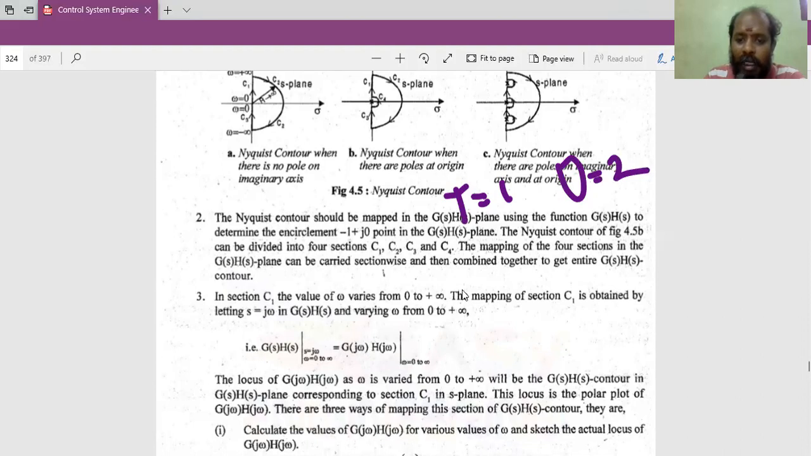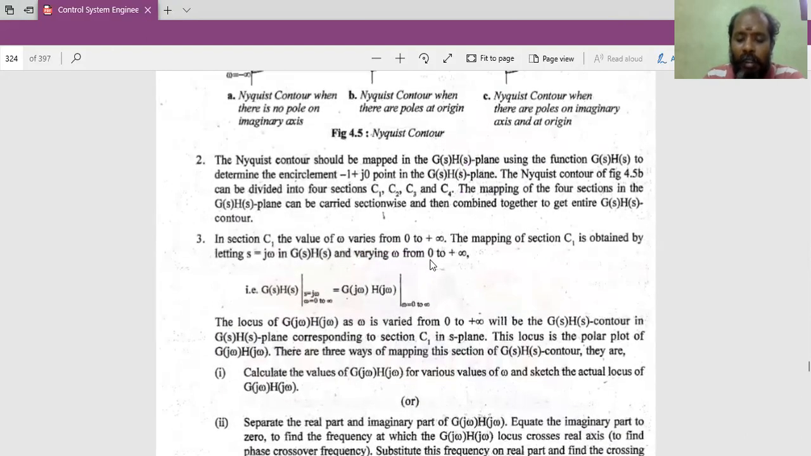If type is 1 and the order is 2, how do you draw how your polar plot will look? Type is 1. So type 0 is here, type 1 is here, order is 2, this is first order, second order. So obviously it should be like this, the polar plot. This is omega is equal to 0, and this is where it ends, at omega is equal to infinity, at this point.